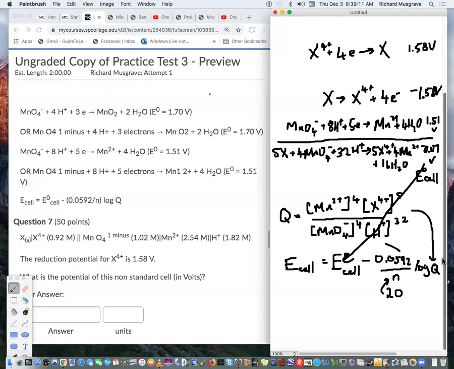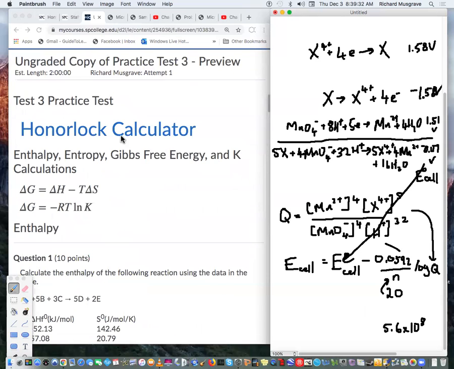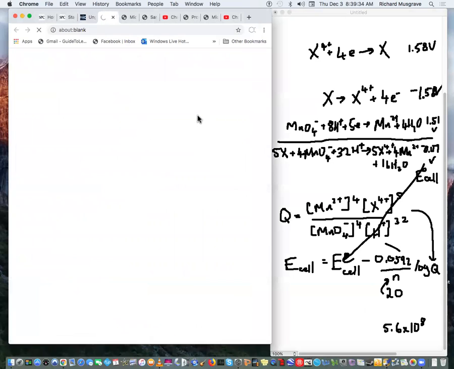Well, times, well, what I would do is, I don't really want to come up with the whole Q value. Let me make something up here. Let's say it was 5.6 times 10 to the 8th, right? Okay. For the Q. So what I would do, let me see, I'm going to see if I can pull up the unlock calculator here.